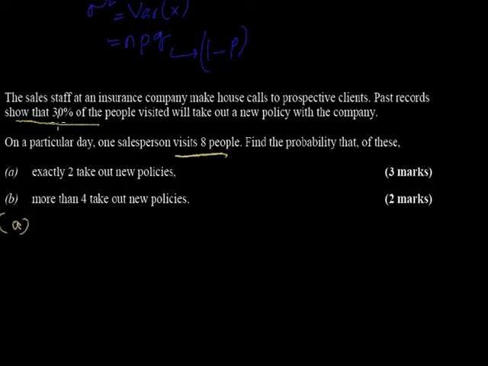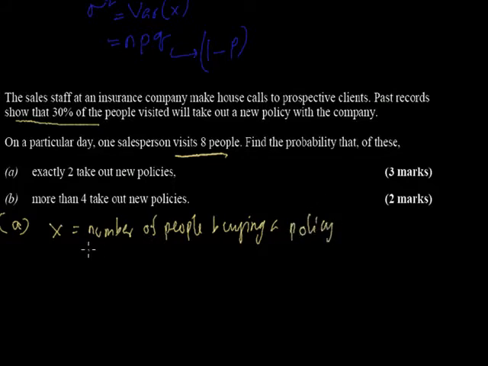30%, something is 30%. So what is 30%? The sales staff at an insurance company make house calls to prospective clients. Past records show that 30% of the people visited will take out a new policy with the company. So the success is 30% people buy a policy. So the random variable is going to be the number of successes. Success here is people buying a policy. So the number of people buying a policy.